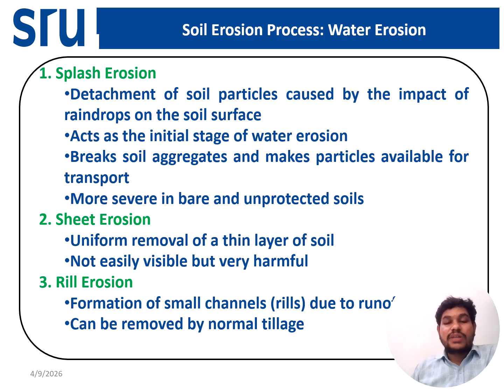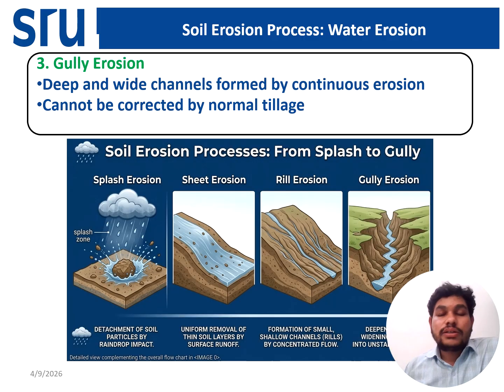The third step in water erosion is rill erosion. This is the third stage. In rill erosion, small channels form, and we can remove or manage those small channels by normal tillage practices. Then this rill erosion will convert into gully erosion, where the rill size, depth, and width will increase.